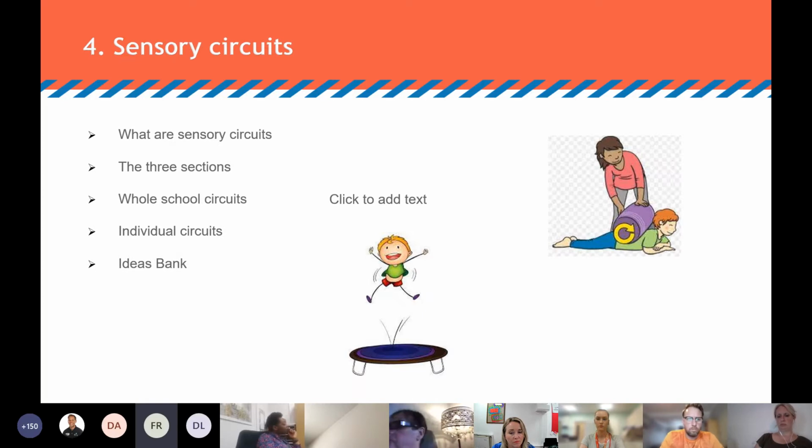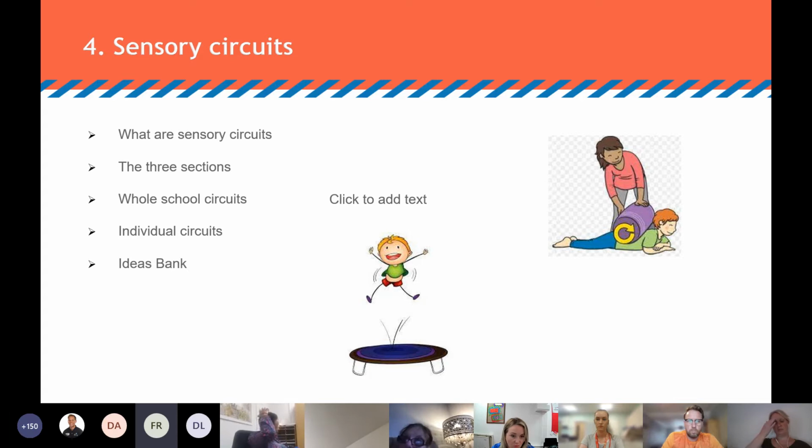The next module will be all about sensory circuits. What are sensory circuits and why are they important? The 3 sections and what they mean. We all know that it's alerting, organisation and calming, but why is that so important, those 3 sections, and what activities can be done within each section?